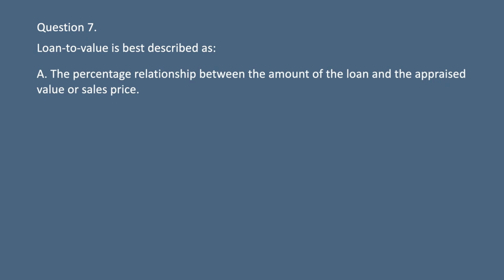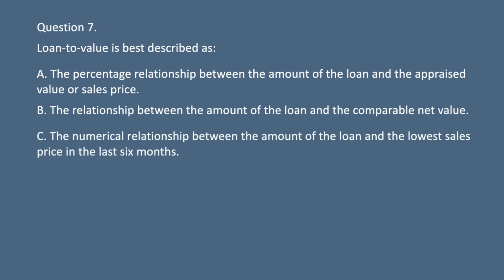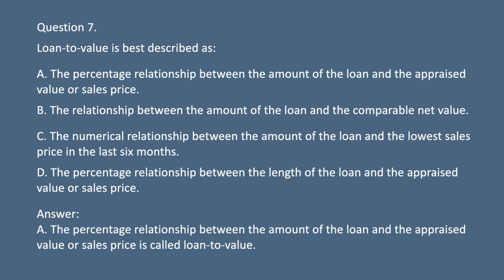Question 7. Loan-to-value is best described as A. The percentage relationship between the amount of the loan and the appraised value or sales price. B. The relationship between the amount of the loan and the comparable net value. C. The numerical relationship between the amount of the loan and the lowest sales price in the last 6 months. D. The percentage relationship between the length of the loan and the appraised value or sales price. Answer A. The percentage relationship between the amount of the loan and the appraised value or sales price is called loan-to-value.